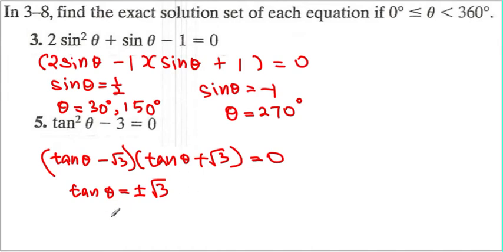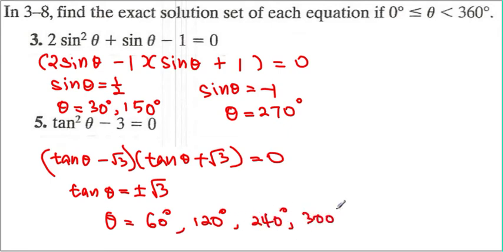4 angles with the reference angle of 60 degrees. So those are the 60-degree measure. Second quadrant, it will be 120 degrees. Third quadrant will be 240 degrees. And fourth quadrant will be 300 degrees. Alright, let's move on to the next question.